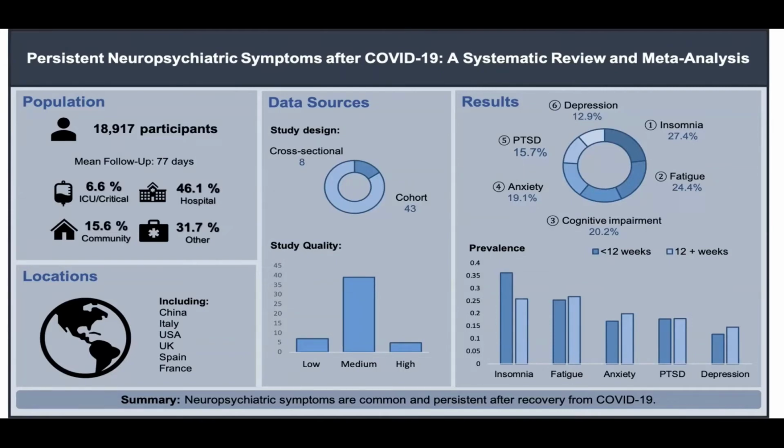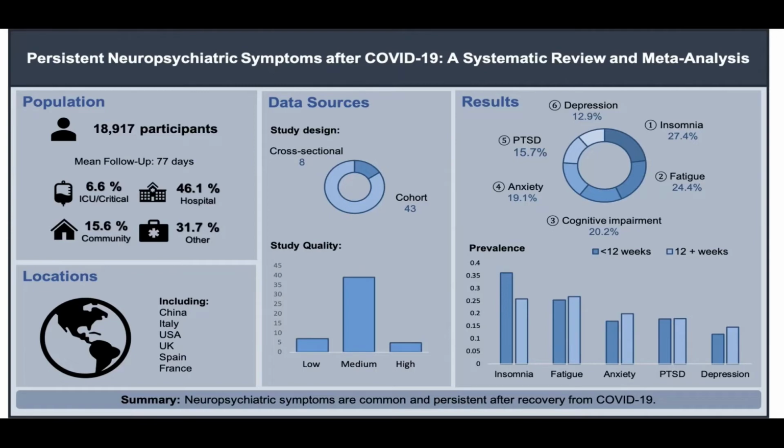Now let's get to the actual symptoms. The most common in descending order was sleep disturbance, fatigue, cognitive dysfunction, anxiety, and PTSD. In terms of potential driving factors, we wanted to know how these symptoms changed over time. Concerningly, we found no significant difference between symptom prevalence before and after 3 months following hospital discharge. This could indicate that these symptoms do not wane during this initial period following hospital discharge.